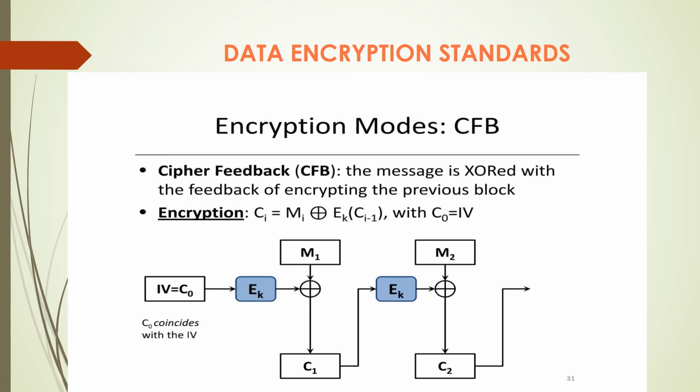Here also we have to use the key. Then the output from the second encryption algorithm will be XORed with the plain text of block 2. Then the output from the XOR operation will be the ciphertext of block 2. So this will happen for all the blocks. The important thing to be noted is that here the plain text will not be encrypted at all.